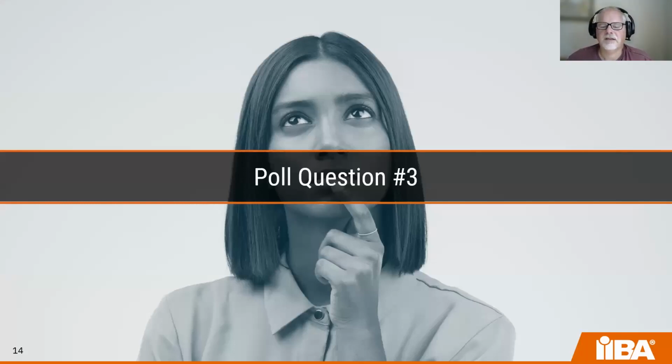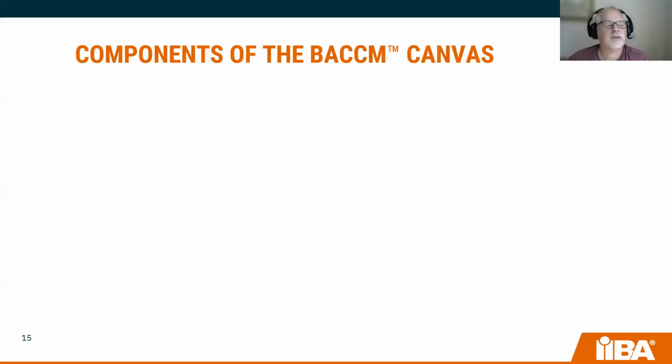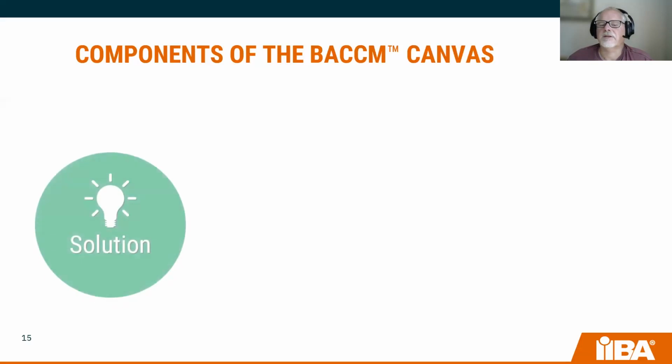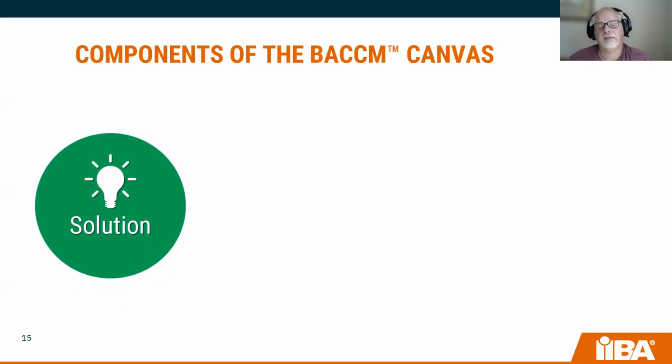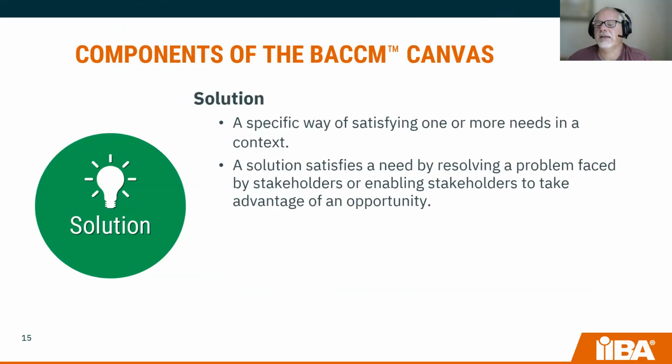Absolutely. Thank you for that. So we've got 3 more components of the BACCM. And the first one on this list, I guess it'd be the 4th one, would be solution. So solution is a means to satisfy a need by creating value. That value is directly associated with the stakeholder's need in a given context. The solution can resolve the stakeholder's problem, help them create an opportunity, or allow them to do a certain activity. There can be more than one solution for a specific need.